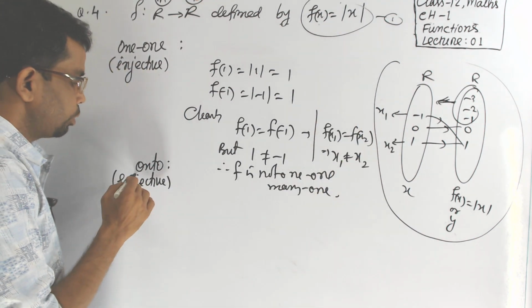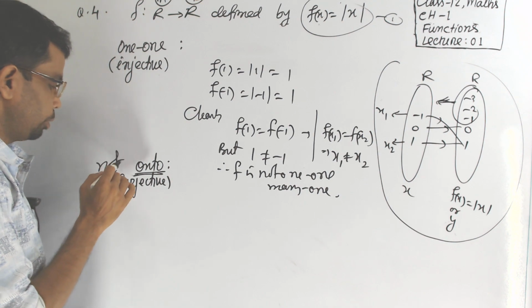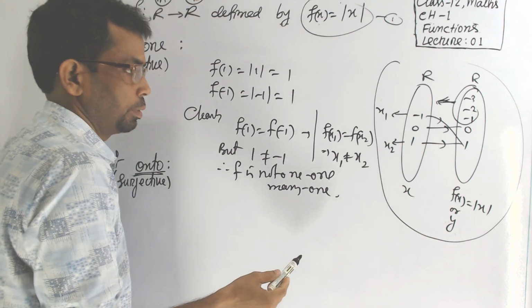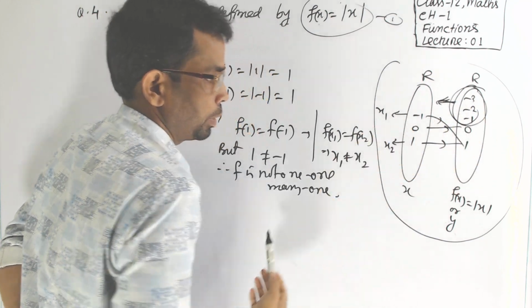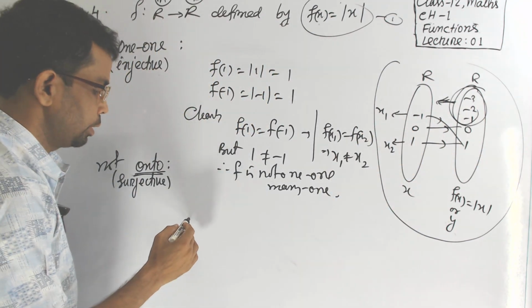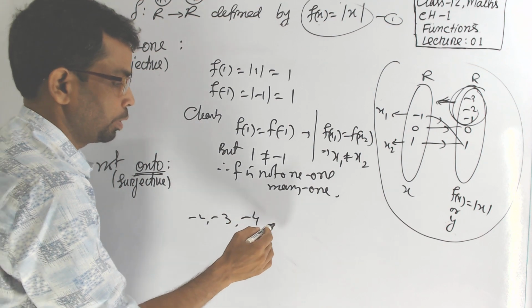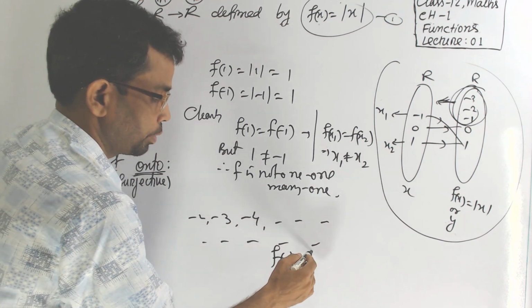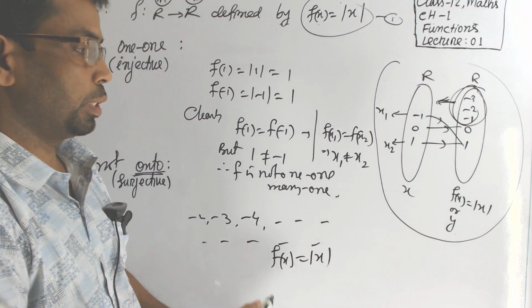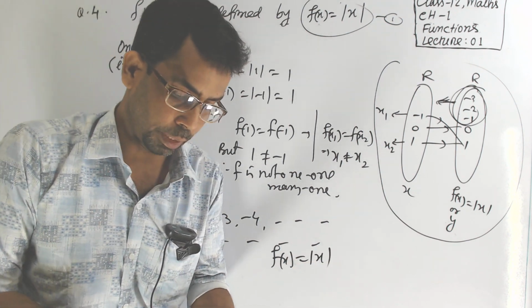And for not onto, we can write the explanation that the negative real numbers are not going to have any pre-image under the modulus function. Minus 2, minus 3, minus 4 will not have any pre-image under the function f(x) equal to modulus of x. And therefore the function is not onto, that is an into function.